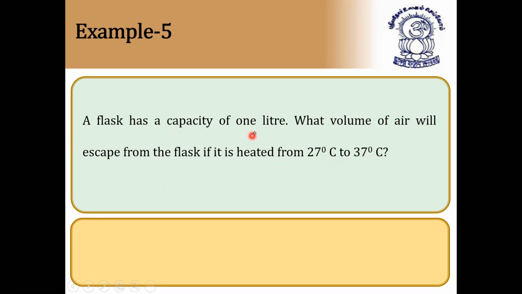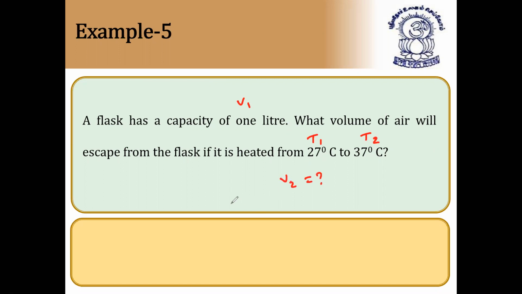Clearly, the flask has 1 liter capacity. What volume of air will escape if the flask is heated from 27 degrees C to 37 degrees C? So take V1 is equal to 1 liter. You can take, by applying Charles' law, this as V1 and T1, T2. We need to find V2.